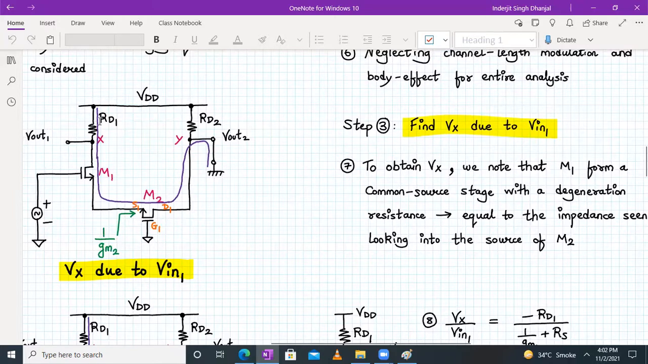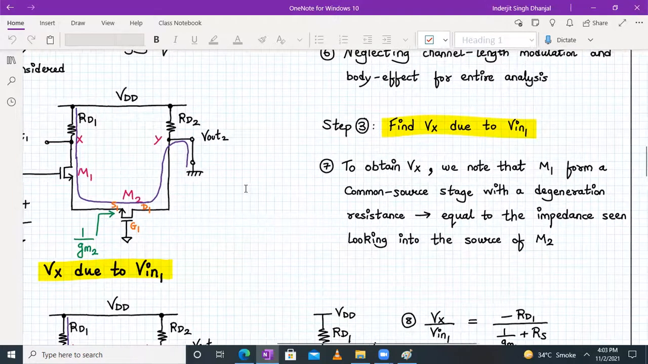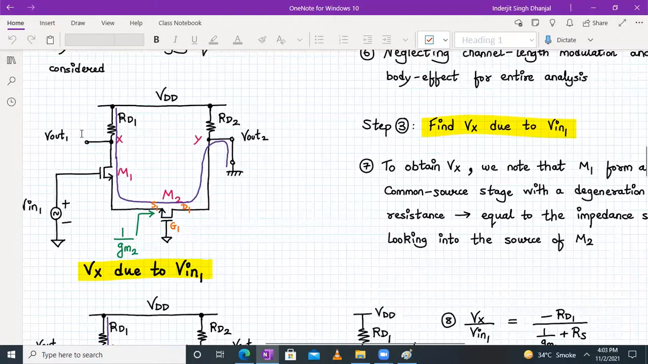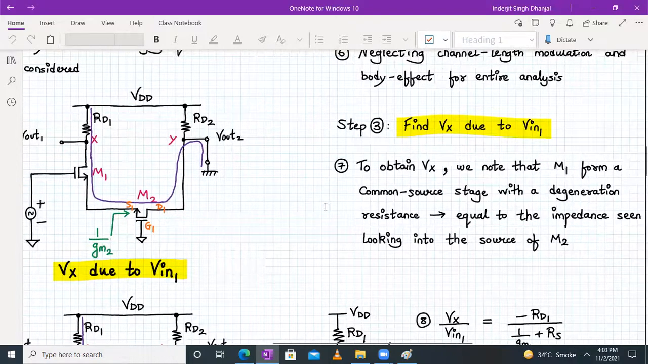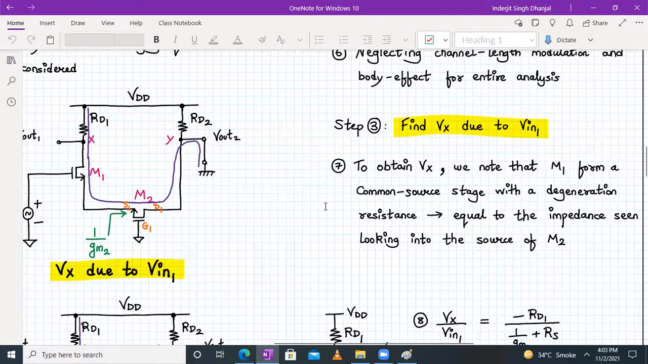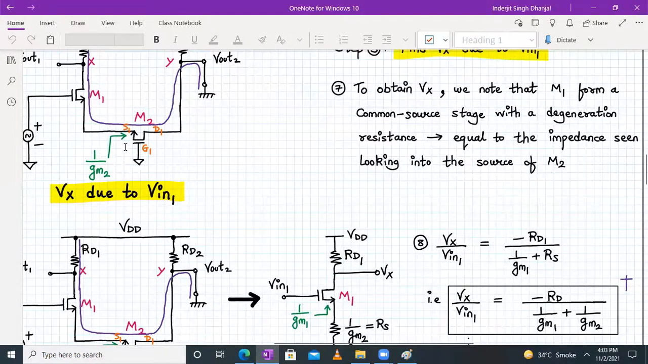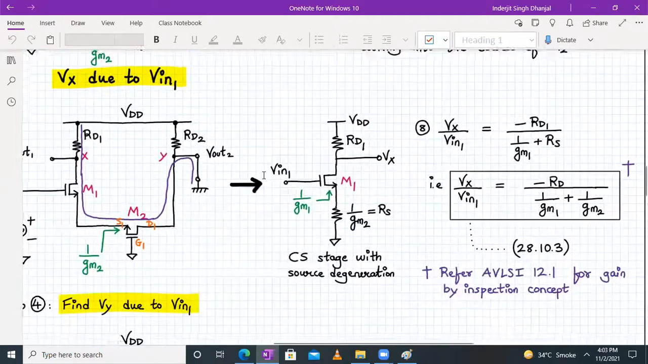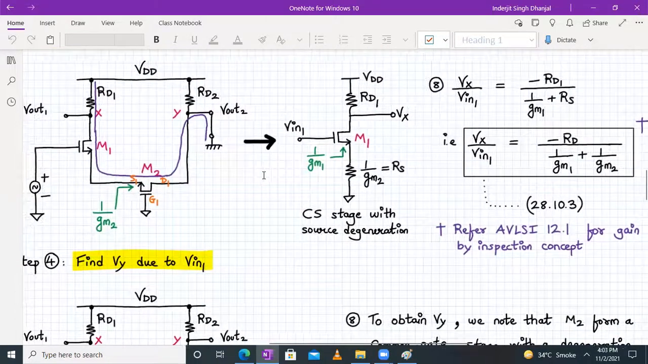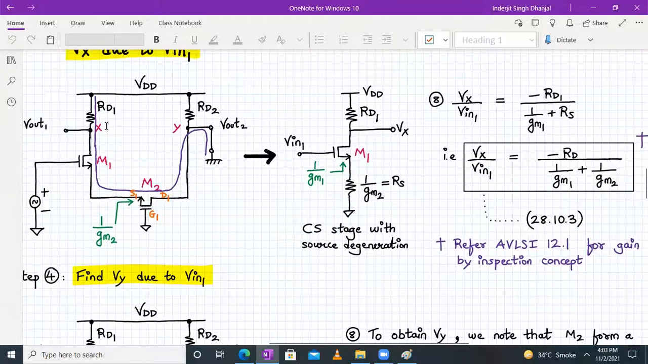So the current flows through RD1, goes to the M1 transistor, goes to M2, and finally to the ground. To obtain Vx due to Vin1, we know that the M1 transistor forms a common source amplifier with source degeneration, which is equal to the impedance seen looking at the source terminal of the M2 transistor. Now next, we will further simplify the circuit. Here I have marked source 1, gate 1. Actually, it should have been source 2, drain 2, and gate 2.